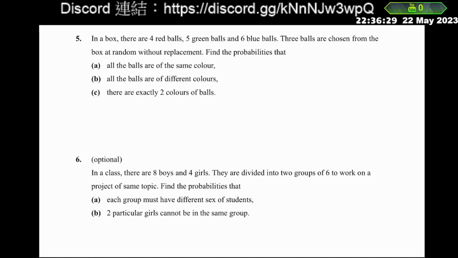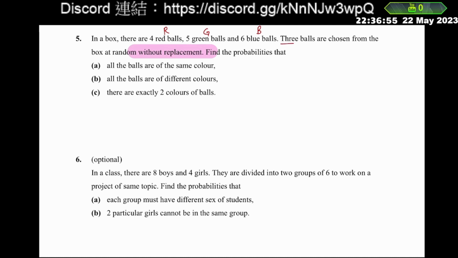Next, it is question 5. In a box, there are 4 red balls, 5 green balls, and 6 blue balls. Oh, RGB, okay. 3 balls are chosen from the box at random without replacement. Again, we do not put it back. And then find the probabilities that all the balls are the same color. Okay, so all same color, and we choose 3 here.